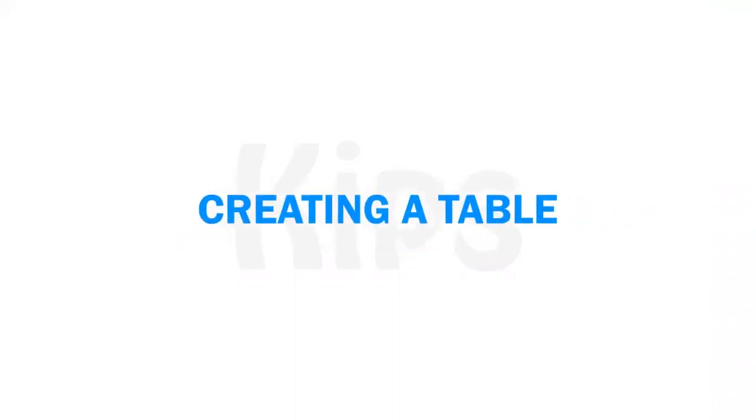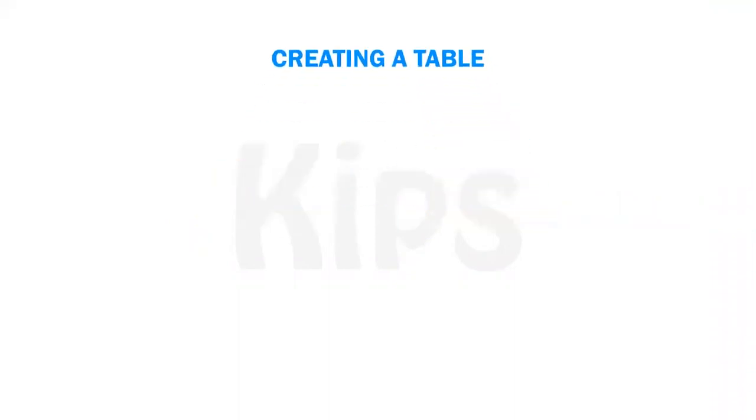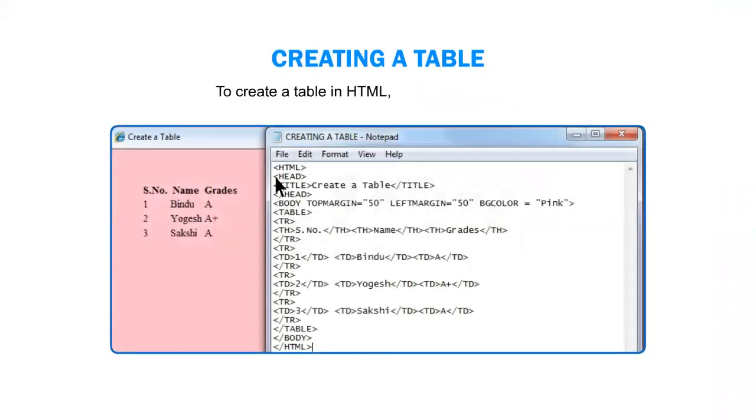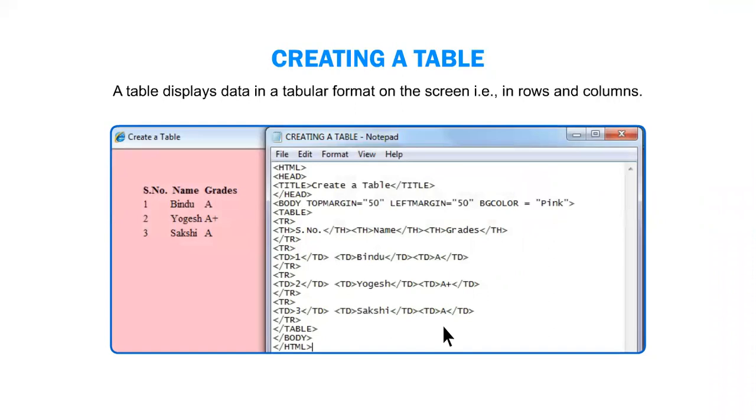Moving forward, let us first talk about creating a table. To create a table in HTML, the table tag is used. Each table begins with a <table> tag and ends with a </table> tag. You can define various attributes of a table in the table tag. The table displays data in a tabular format on the screen, that is, in rows and columns.